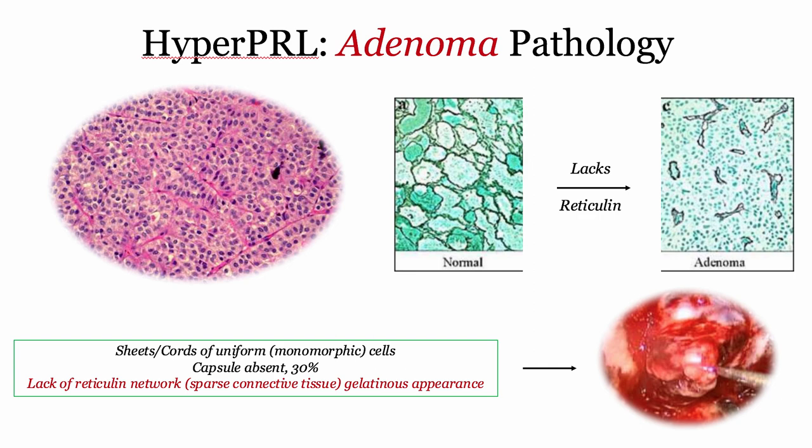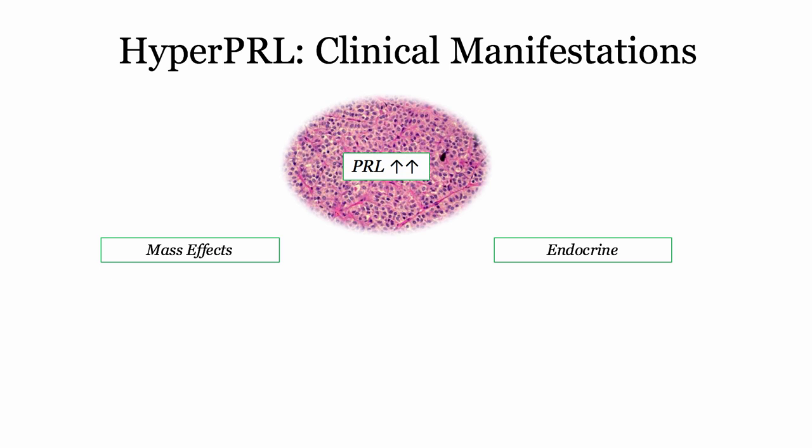The adenoma is characterized by a loss of the normal reticulin network. This loss of reticulin, also described by sparse connective tissue, accounts for the gelatinous appearance of the adenoma. Okay, enough on the pathology. Let's move on to the clinical manifestations, most of which we've already mentioned.